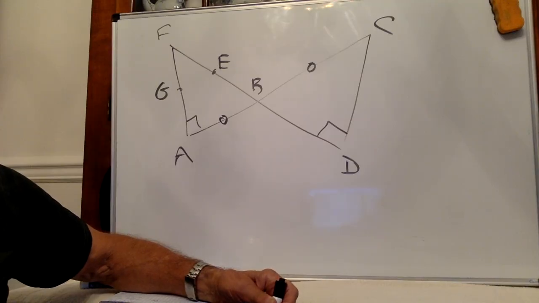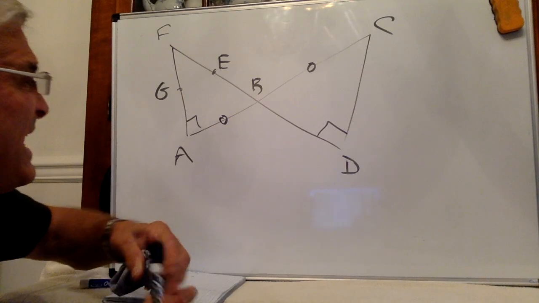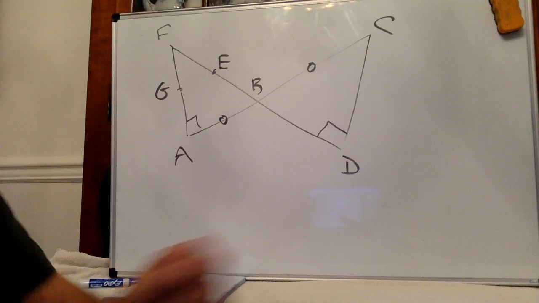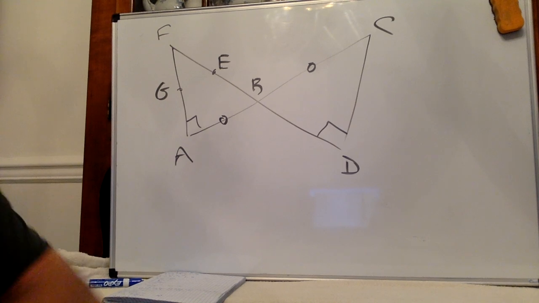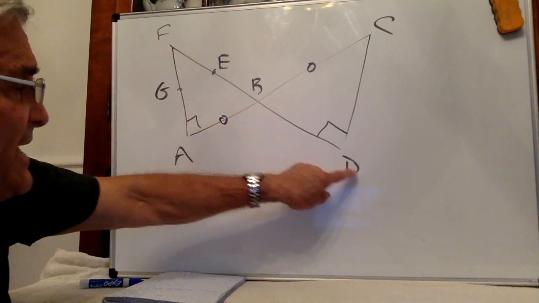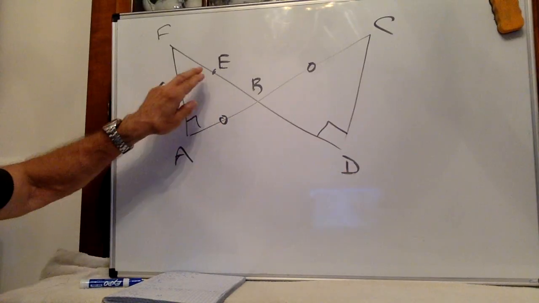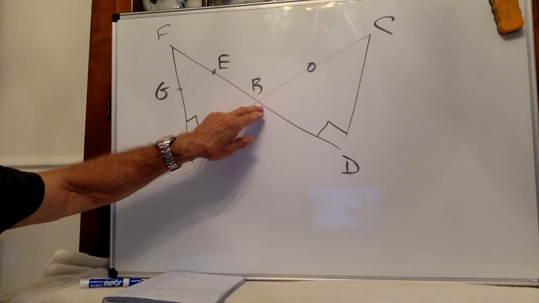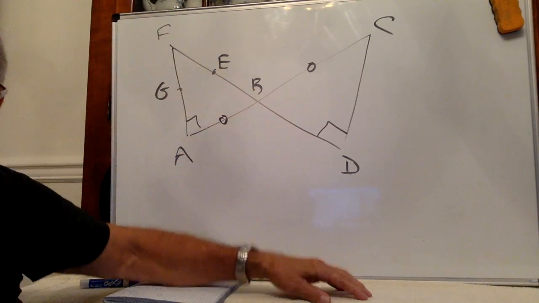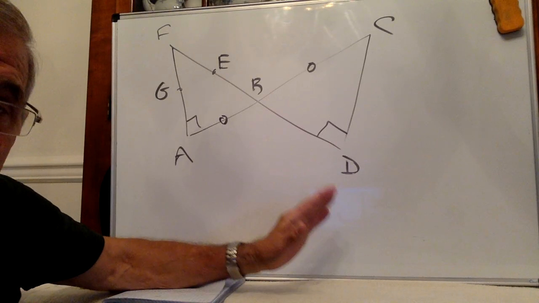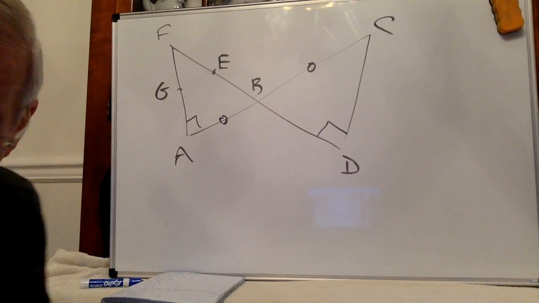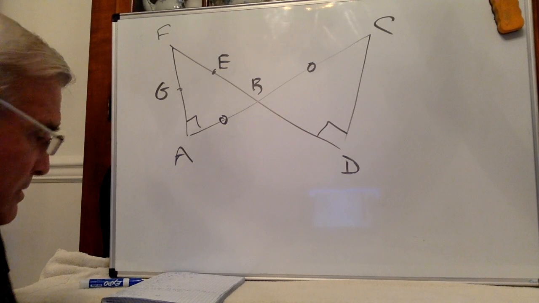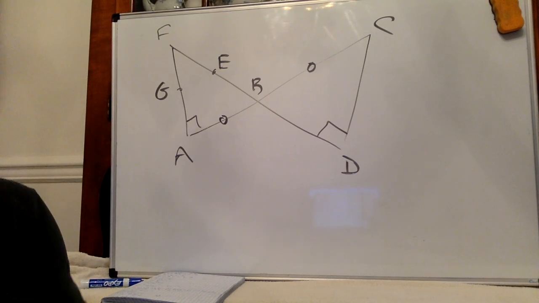And the last one, J: name all the points between F and D. Between F and D, all the points that are in between, there are only two, E and B. No others lie on that straight line and are between these two. E and B are the only two. So that's number 3.